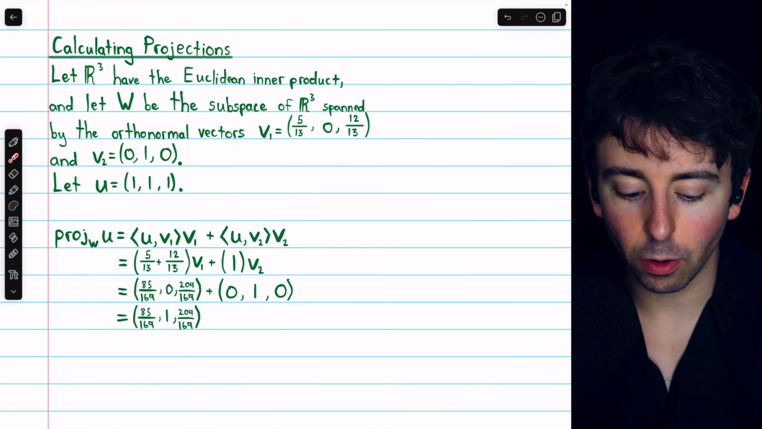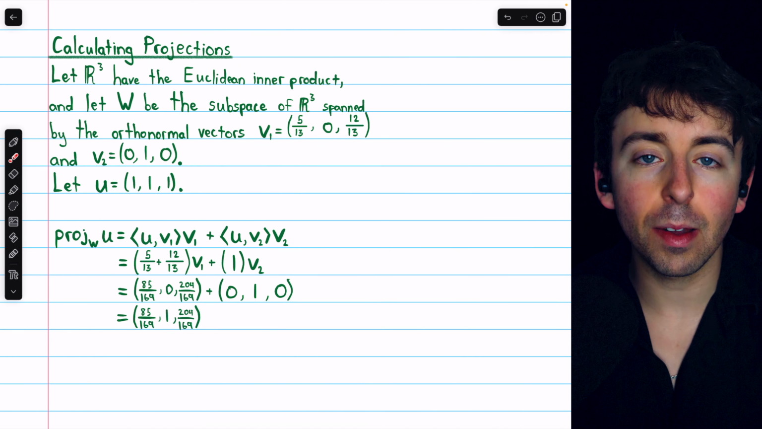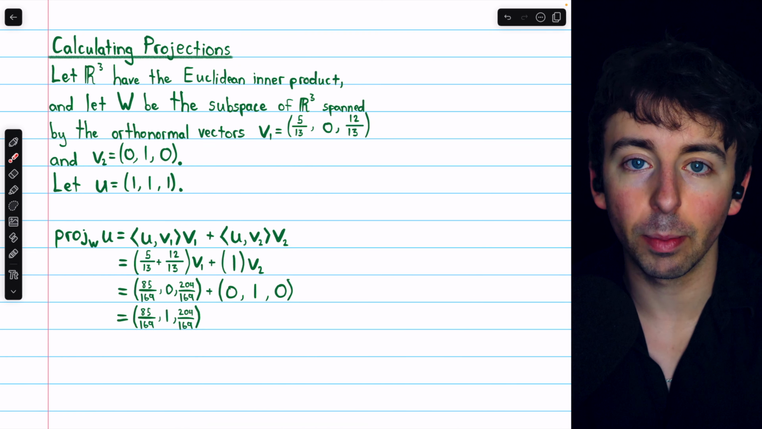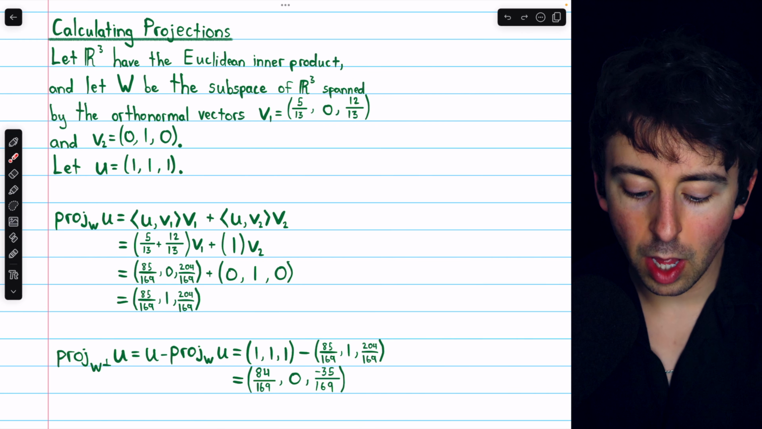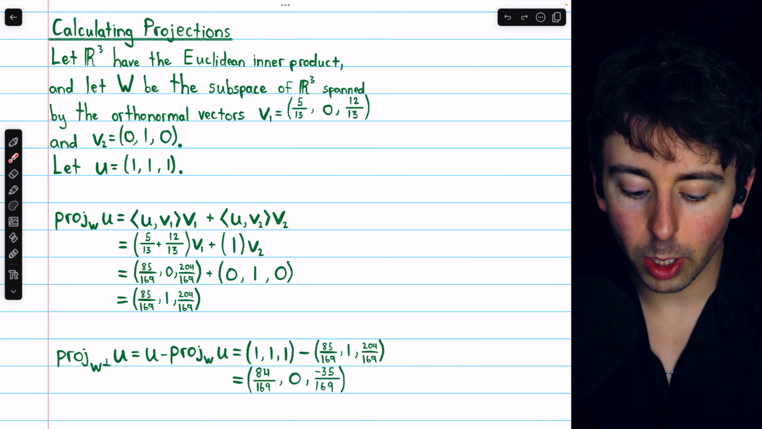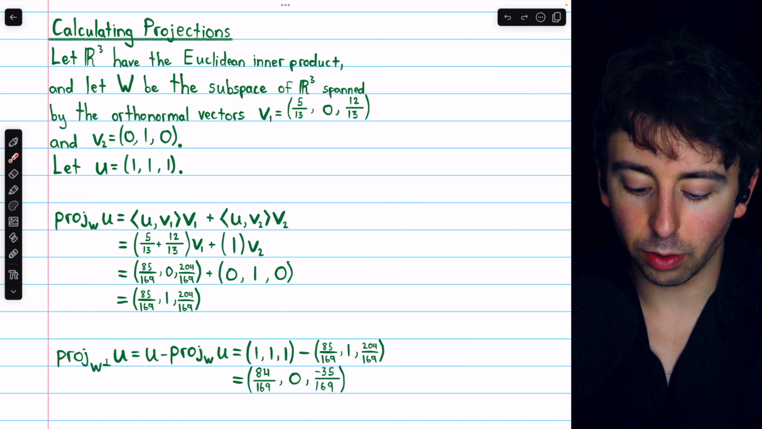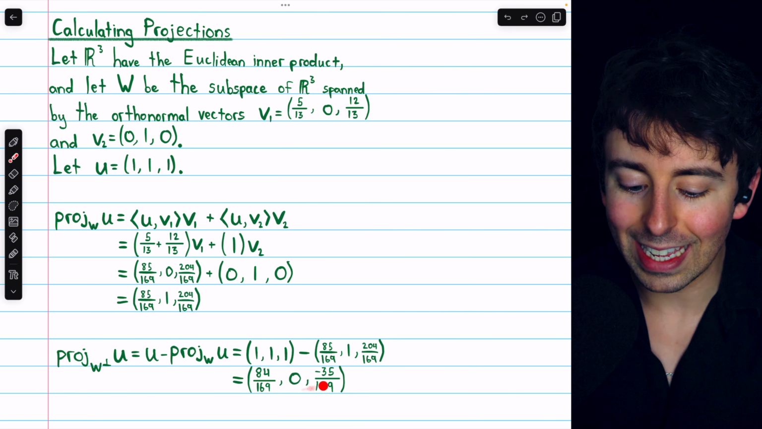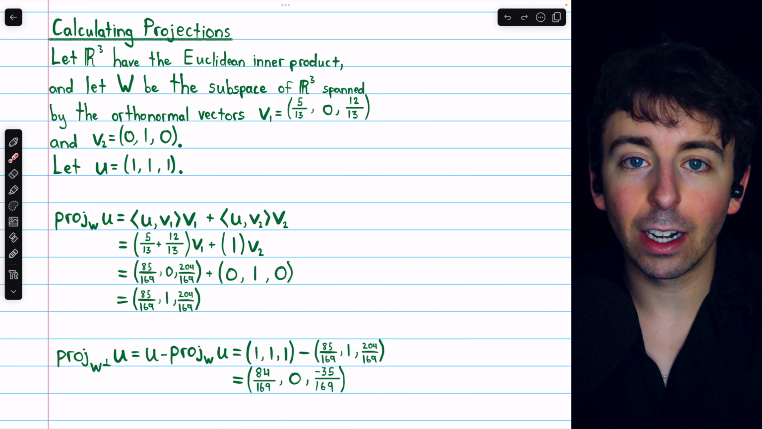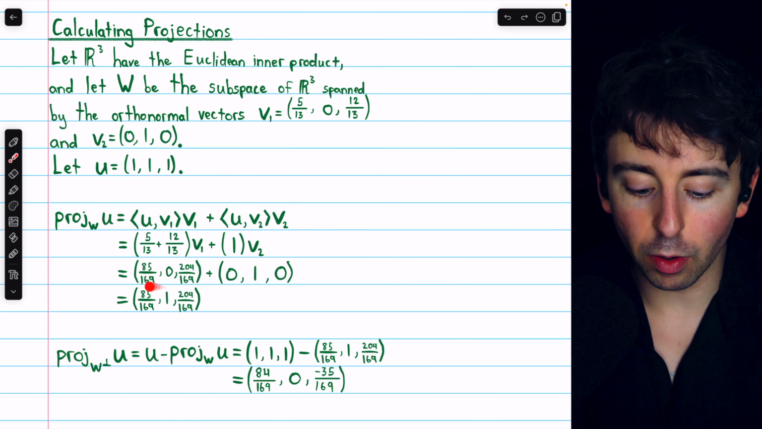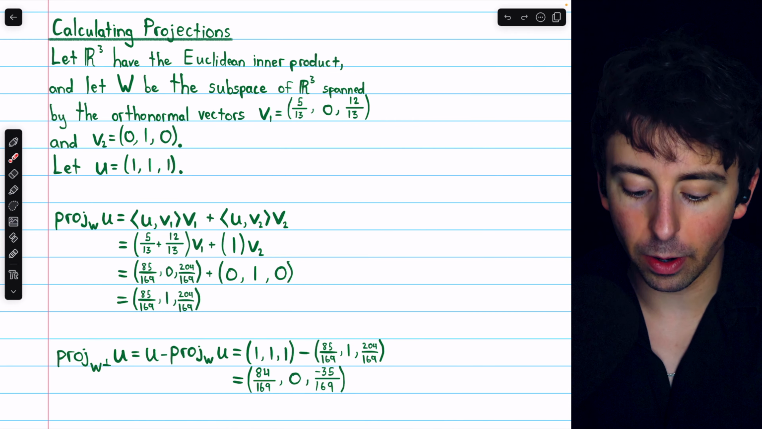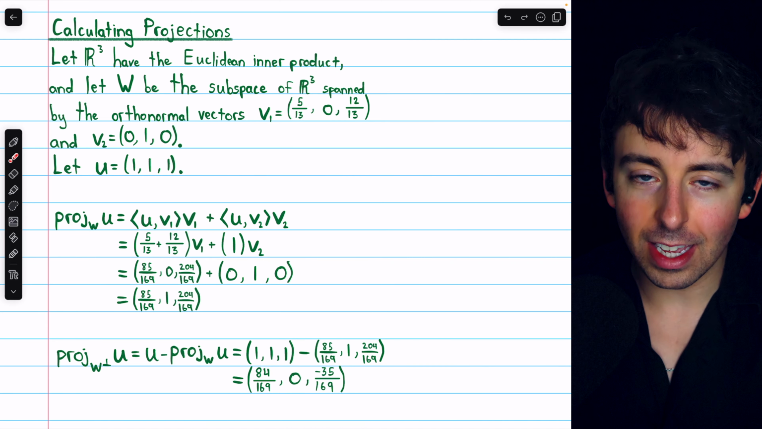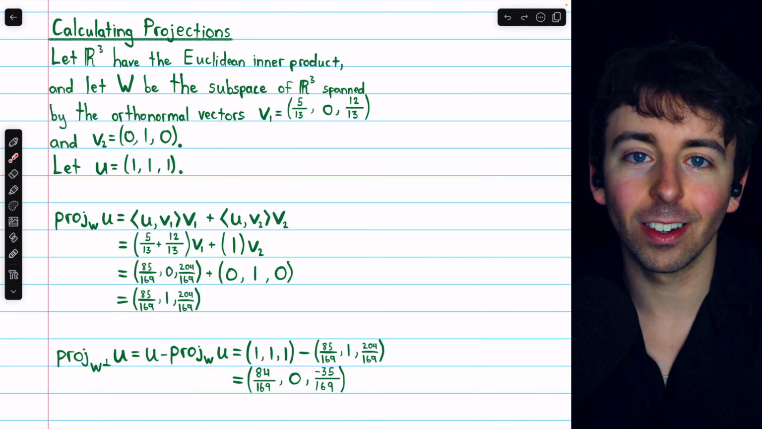We can take this vector and subtract it from U to get the component of U that's orthogonal to W. And that looks like this. So to find the component of U orthogonal to W, we subtract the projection of U on W from U. So we take that vector U, subtract the projection that we just found, and this is the vector we get. So W is a plane in R cubed. This projection of U on W is like the shadow of U cast on that plane W. And this vector here is the component of U that's orthogonal to W.